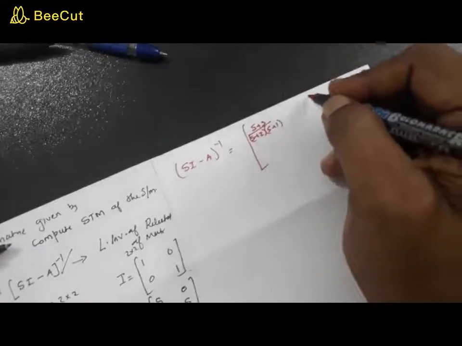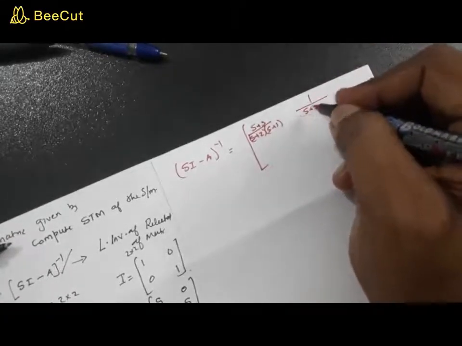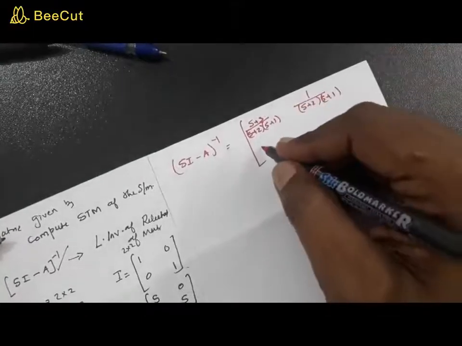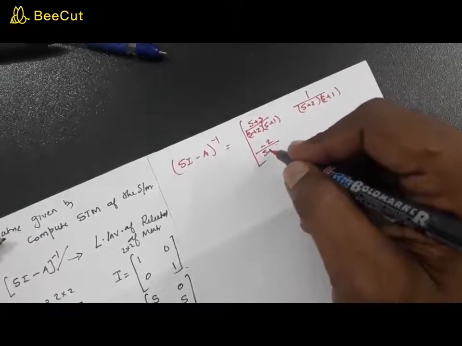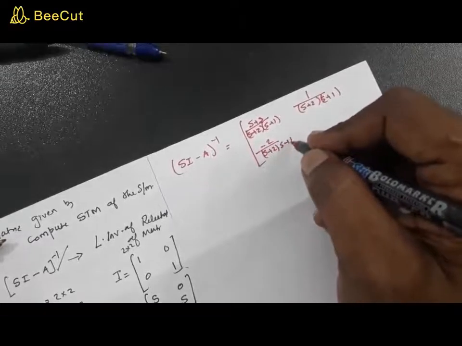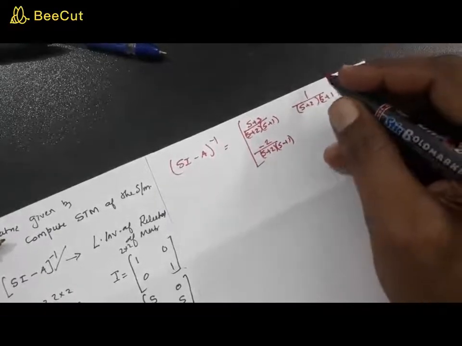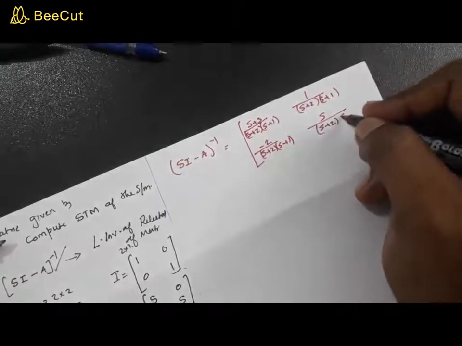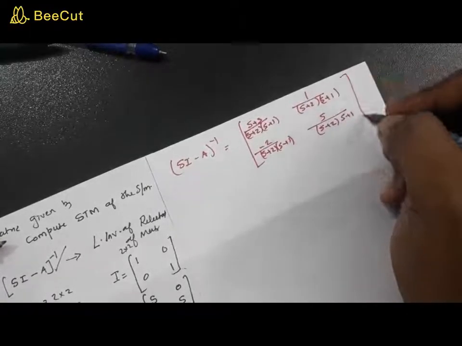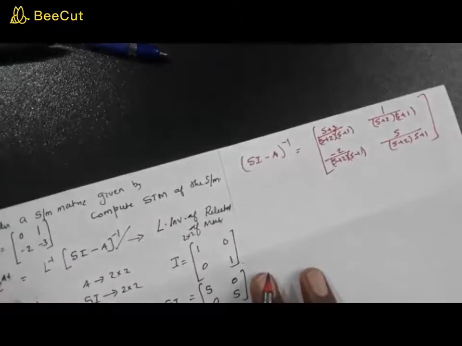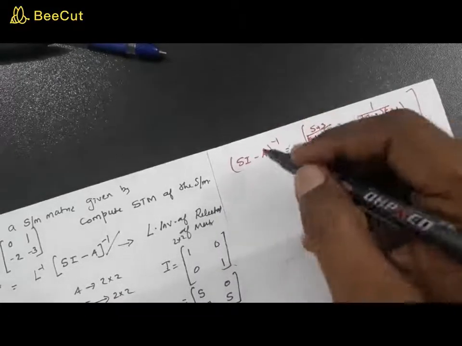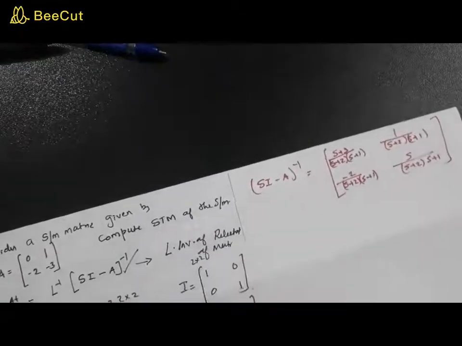Then 1 divided by (s+2)(s+1), right? Then next is minus 2 divided by (s+2)(s+1). Then you have s by (s+2)(s+1). Okay, so this is actually your (sI - A) inverse. But is it the STM? No, it is not the STM. STM is the Laplace inverse of this.